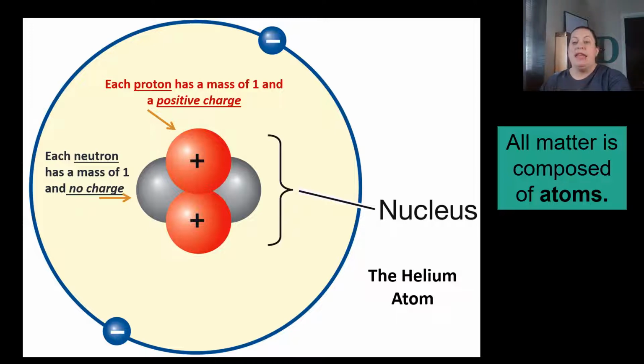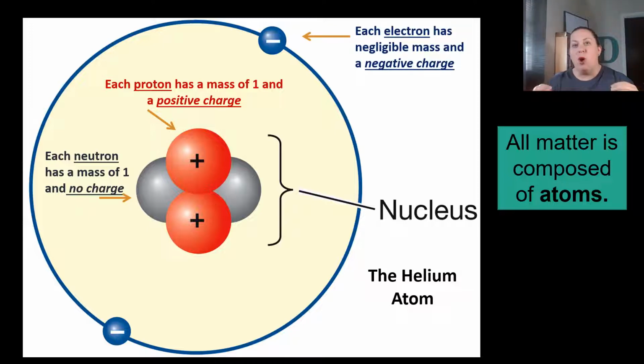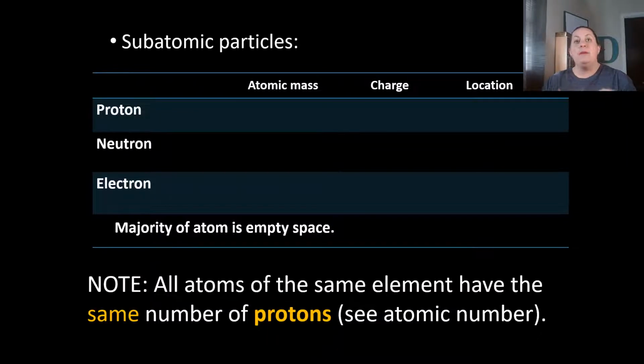Now, the electrons are so small that we don't calculate them in the mass. We don't add it to the mass. But one thing that is important with the electrons is they do have a negative charge. So let's look at these subatomic particles and put it into a chart, one place for you to see everything about them.